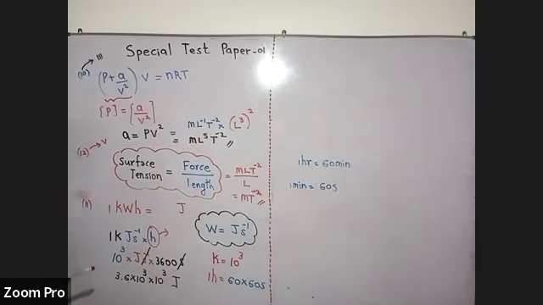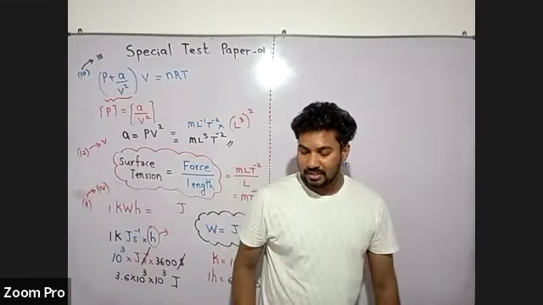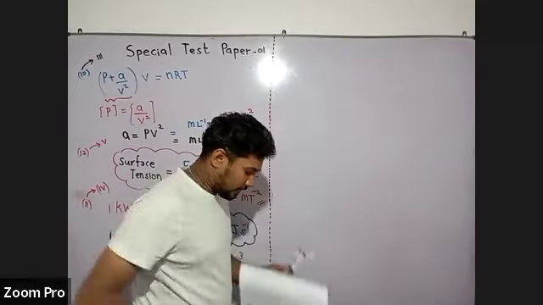right? See, so the answer should be 3.6 × 10^6. The answer should be the fourth one, right? Guys, I know this is a little bit difficult one, but it's better to have an idea, at least a rough idea about this unit conversion, right?